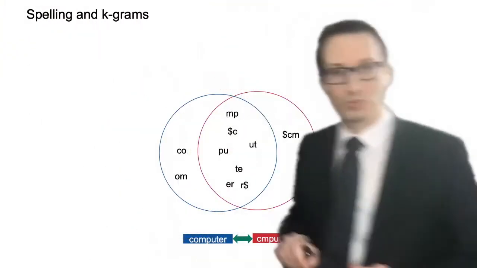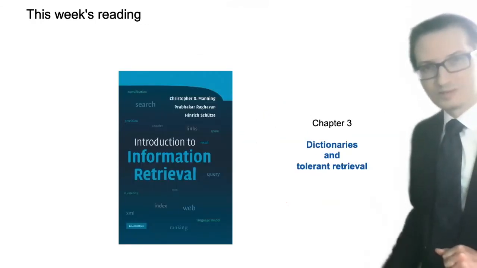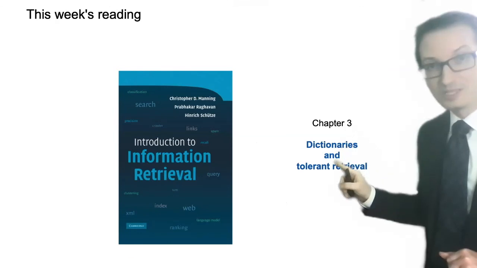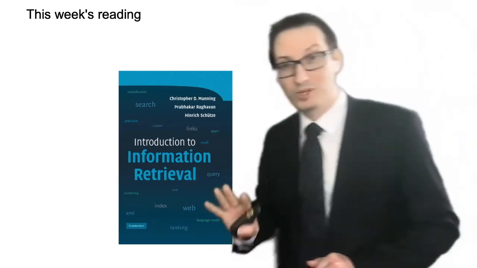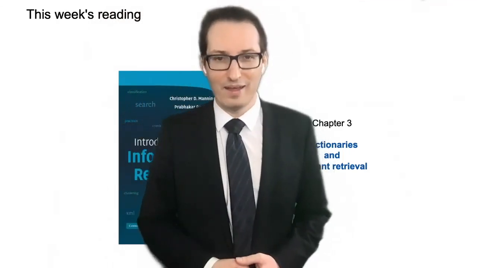All right, so this is what we did today: spelling, k-grams, and so on. So this is chapter 3, dictionaries and tolerant retrieval. Please read the chapter again. It's very close to the lecture. It's a new angle. And that's it.